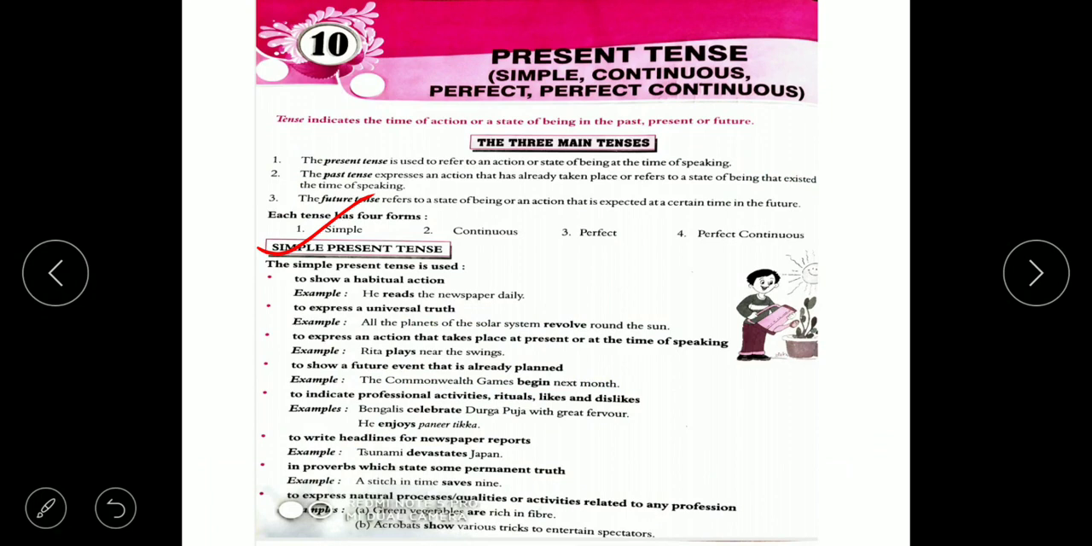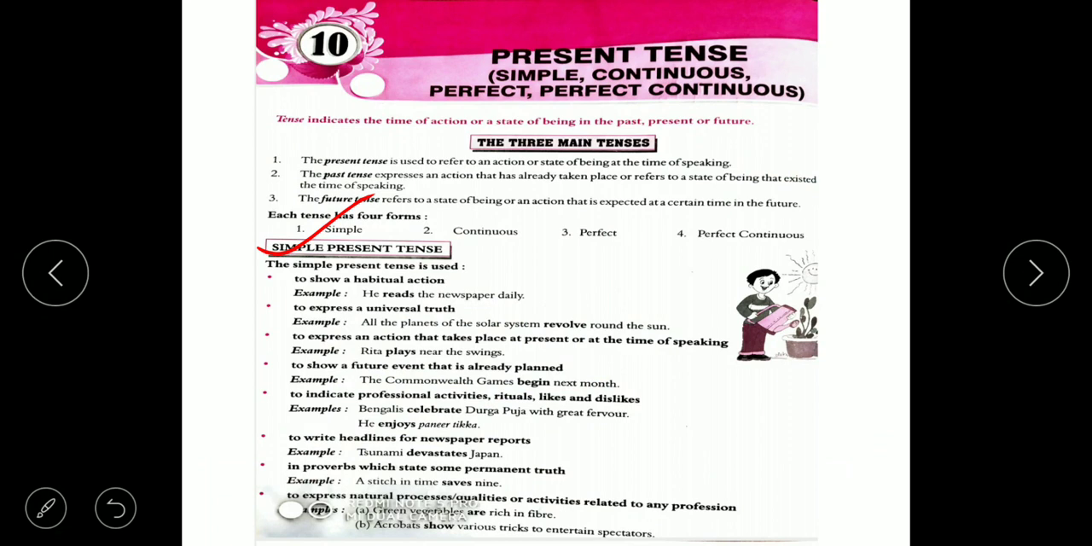To show a future event that is already planned, like the Commonwealth Games begin next month. To indicate professional activities, rituals, likes and dislikes, like Bengalis celebrate Durga Puja with great fervor. He enjoys paneer tikka. To write headlines for newspaper reports, tsunami devastated Japan. In proverbs which state some permanent truth. Example, a stitch in time saves nine.